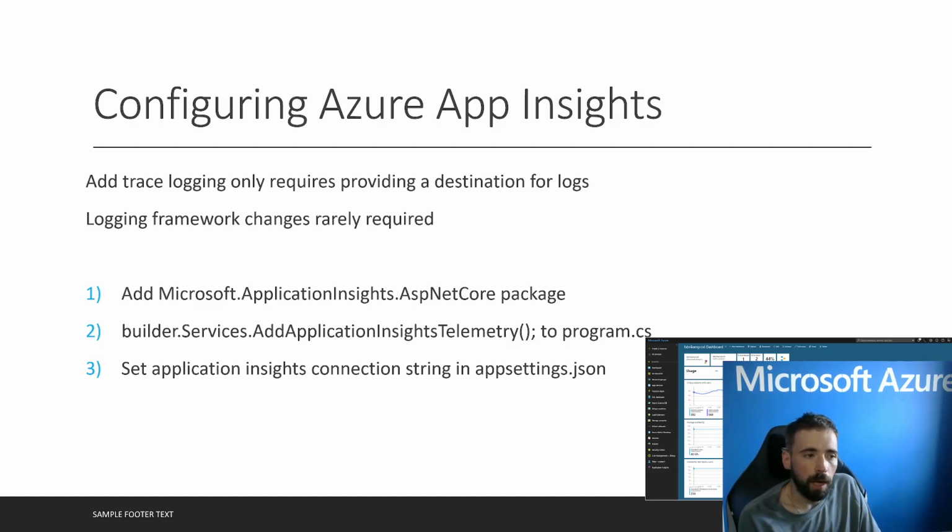We need to add a package, Microsoft.ApplicationInsights.AspNetCore, which is a NuGet package, to our application. In the Program.cs, we need to set builder.Services.AddApplicationInsightsTelemetry, and then we need to set the Application Insights connection string in appsettings. We can then inject Application Insights and log to it as we normally would with logging frameworks.